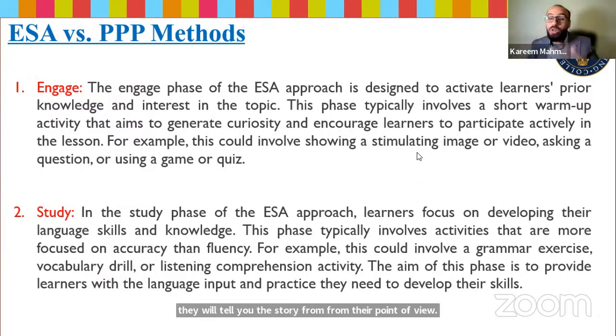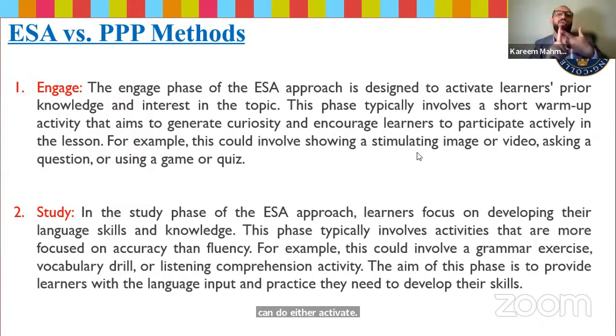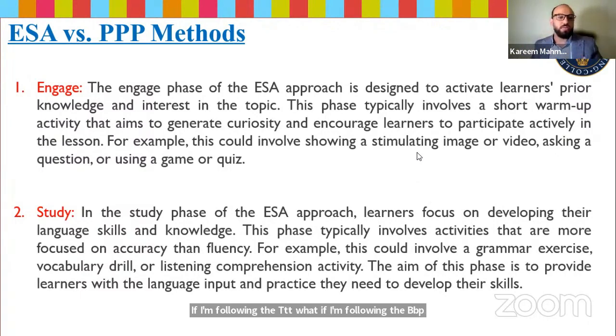So I'm engaging them, and all of this I'm aiming at fluency. I don't interrupt. I'm not correcting their slips, their errors. I'm not doing anything, I'm just taking notes. I'm just leaving them with the fluency activity. Then I can do either activate, if I'm following the TTT edition, or if I'm following the PPP, I will do the study. The study is when I start to highlight the target language. I need them to use a particular piece of grammar or vocabulary, so I will start to teach them.